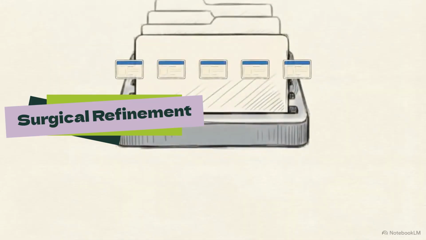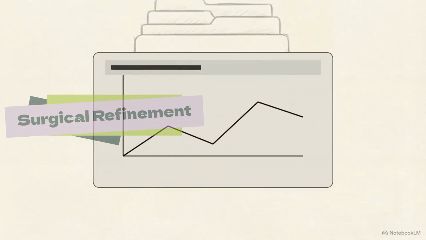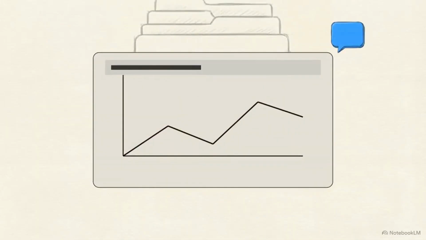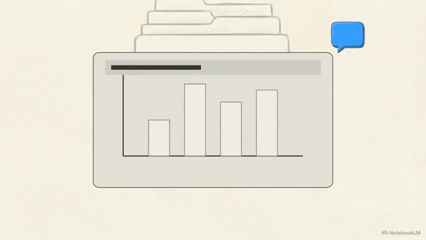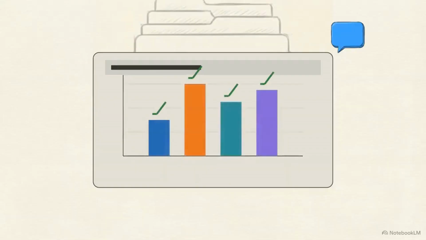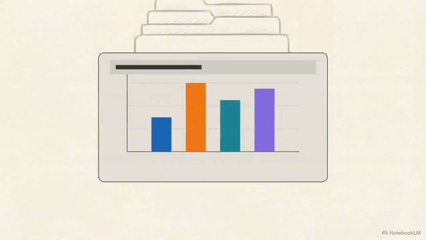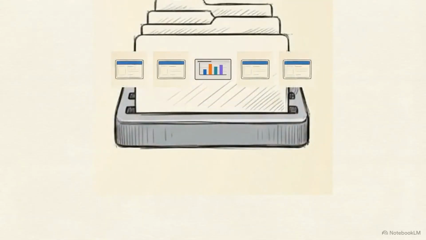Now target individual slides with natural language prompts to adjust a specific metric or reformat a list into a table, leaving the rest unchanged. Use the revision interface to batch fact corrections first. Update figures to match the source document before addressing cosmetic styling.